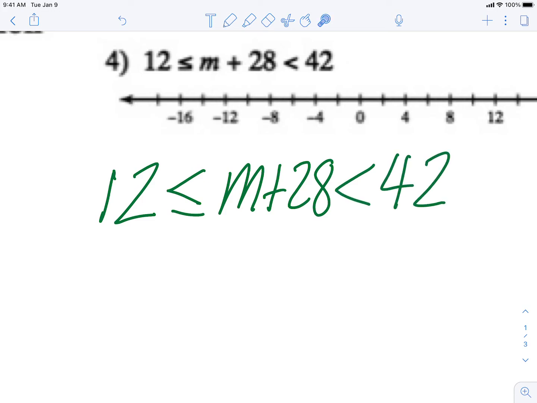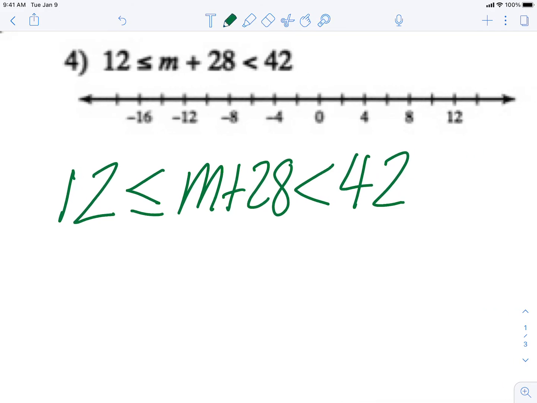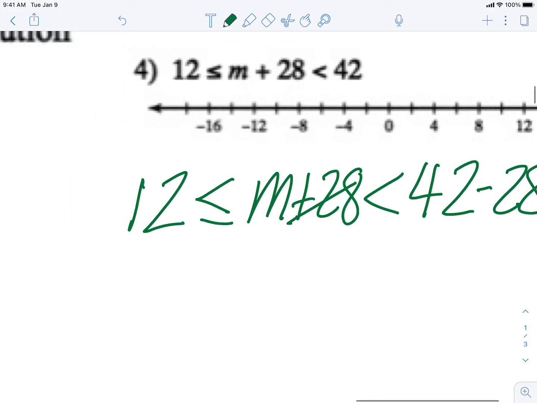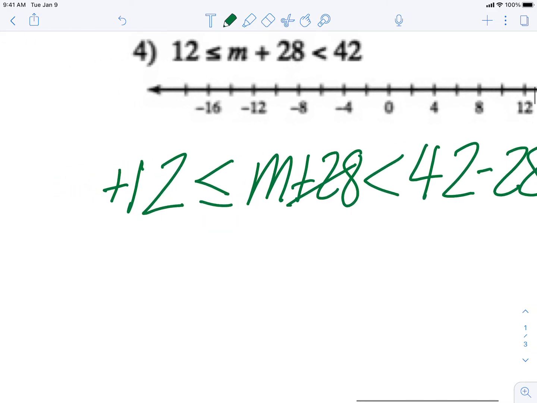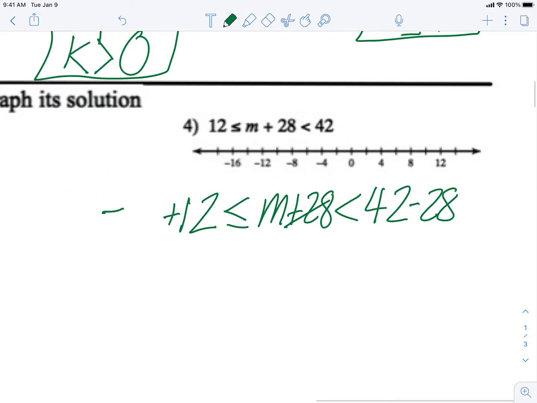So I want to get this guy by itself. So the opposite of plus 28 is minus 28, right? So I'm going to cross out this plus 28 and I'm going to do minus 28. But wait a minute. Whatever I do with this 42, this dude wants some love too. Minus 28. So this is a positive 12 technically, right? So that means that I gotta put minus 28 on this side too.